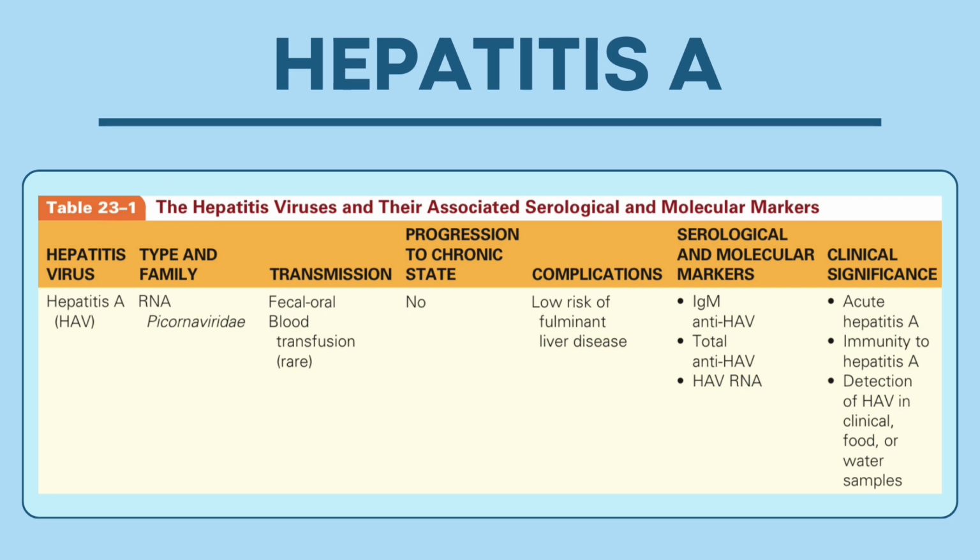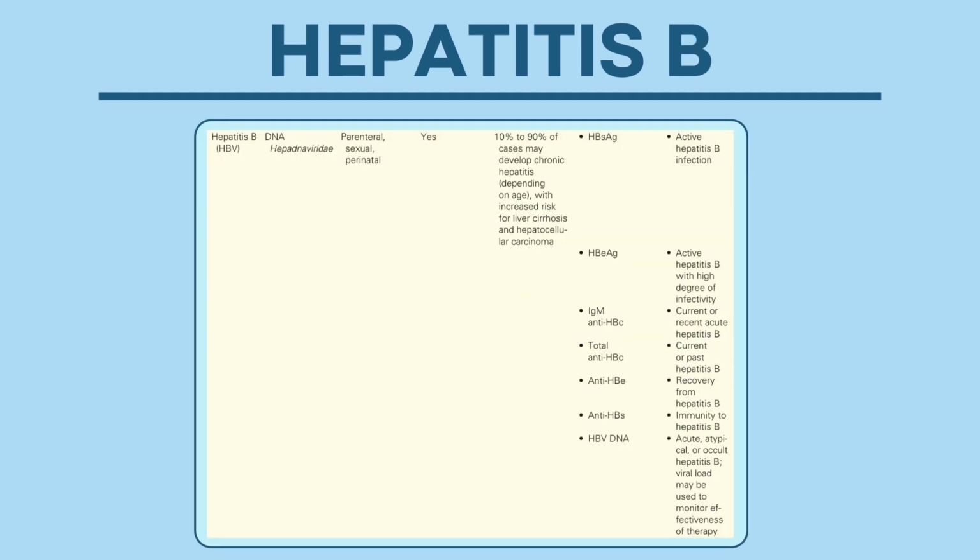It has clinical significance such as acute hepatitis A, immunity to hepatitis A, and detection of hepatitis A in clinical, food, and water samples. On the other hand, let's talk about hepatitis B. It is under the type and family of DNA Hepadnaviridae. It is transmitted through parenteral, sexual, and perinatal transmission, and it has progression to a chronic state.